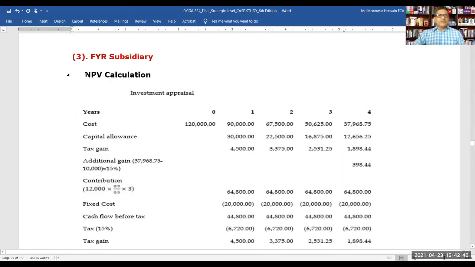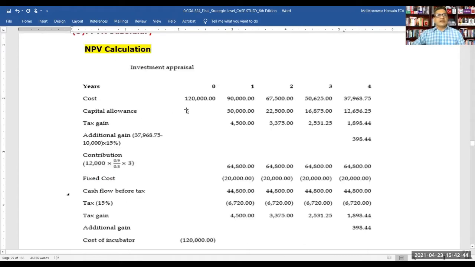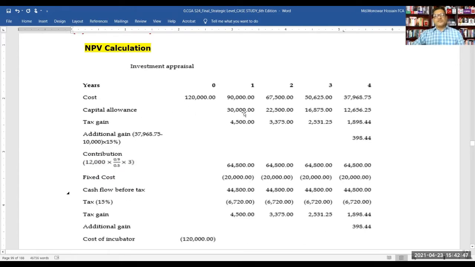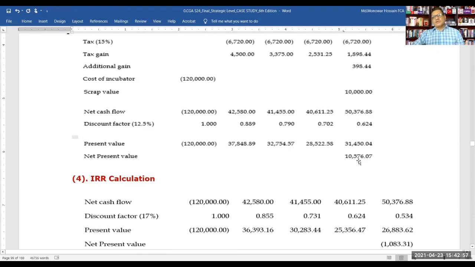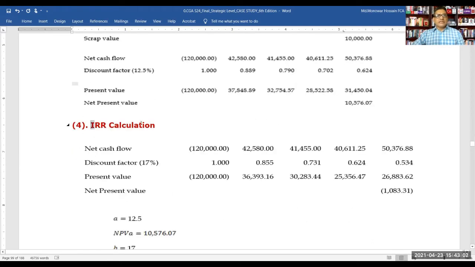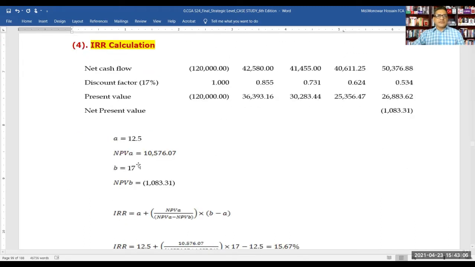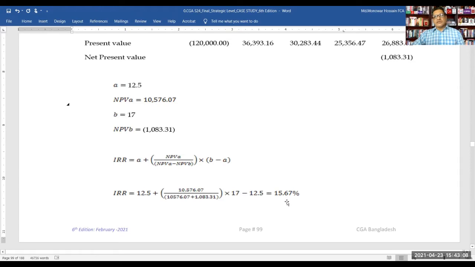It is the NPV calculation, here taking the cost, capital allowance, reducing balance method, tax gain calculation, additional gain calculation, and this way after calculating, we will get the net present value, 10,576. And the same way we will calculate the IRR. Here the calculation is shown. So after this formula, we calculate 15.67% IRR.